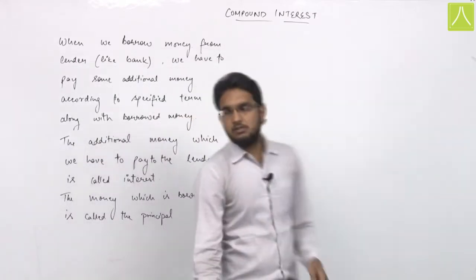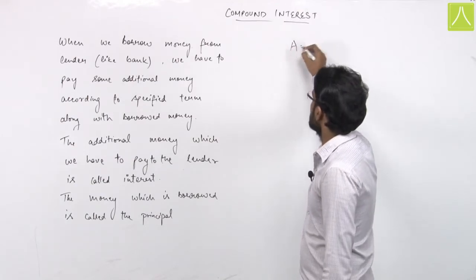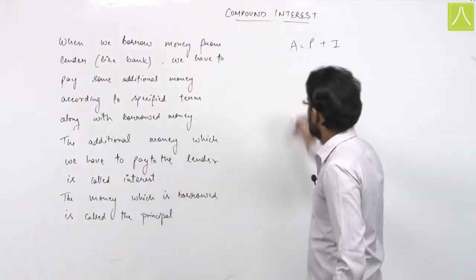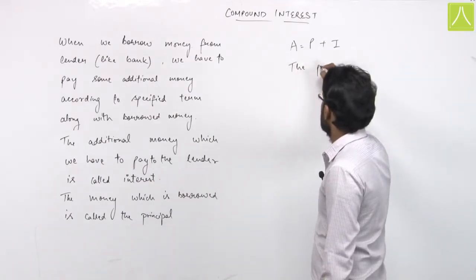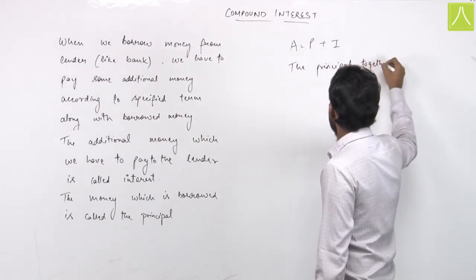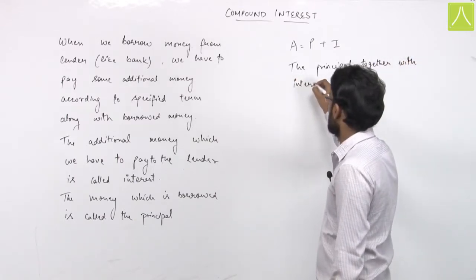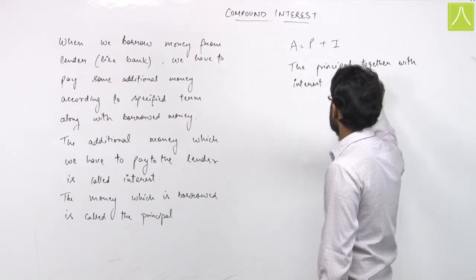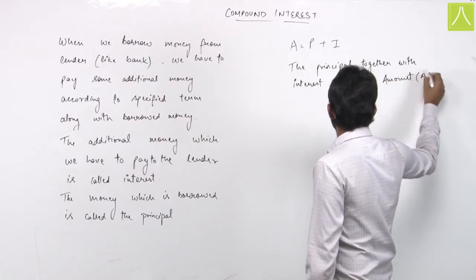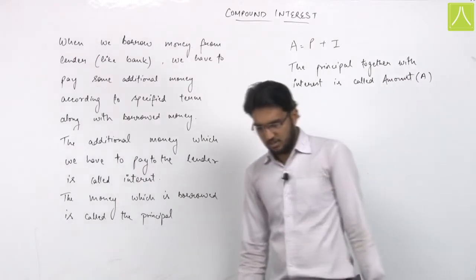Now, if we combine the principal and the interest together, then the amount is equal to principal plus interest. That is, the principal together with interest is called the amount. The amount is denoted by A, P is the principal and I is the interest.